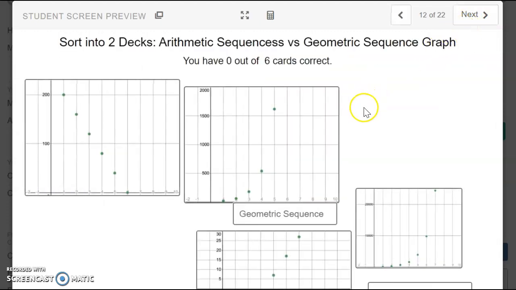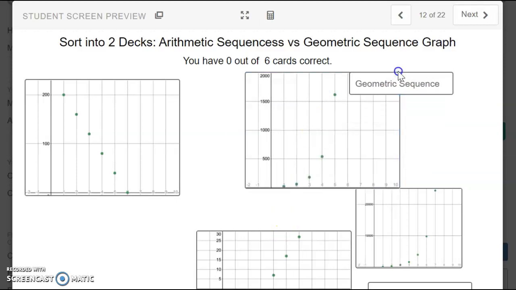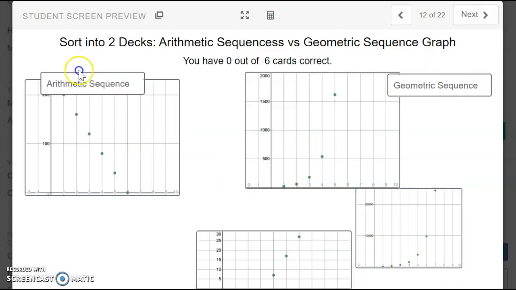Okay, now sort into two decks, arithmetic sequence versus geometric sequence graphs. Okay, so I need to sort them now. So geometric, let's put geometric over here, and let's put arithmetic over here.